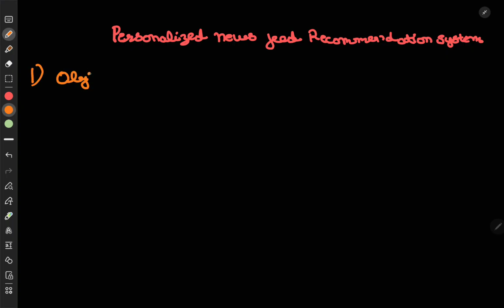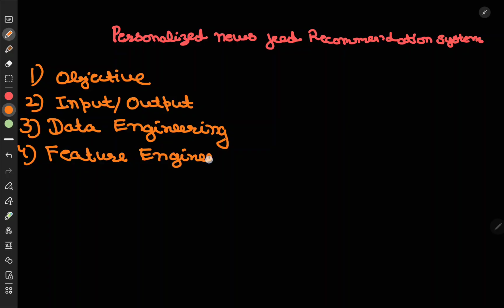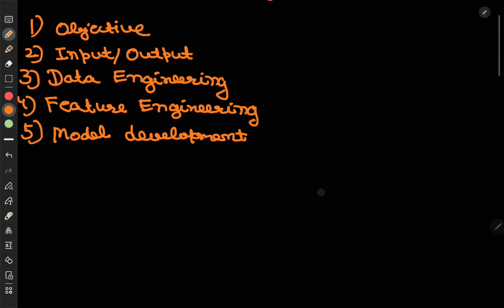So I'm going to cover the objective, that what we are going to build. Second is the input and output to our system. Third will be the data engineering part, that what data do we have with us. Fourth would be feature engineering part, where I'll tell you how are we going to exactly use the data to convert them into features so that our model can use it. Fifth is the model development part, where we are going to cover what exact model, or what kind of model, we can use to build such a system.